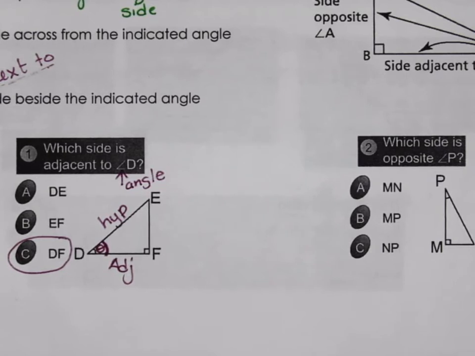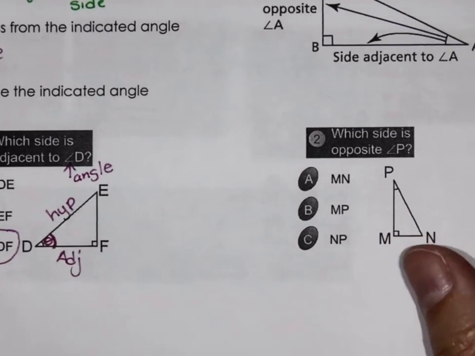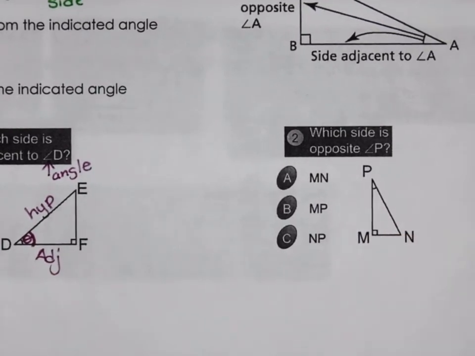Okay. So now we're going to slide over to pop quiz number 2. Strategy: label your hypotenuse first. Is it C? No. Is the hypotenuse C? No. Which side is the opposite? Is it C? No. Nope.